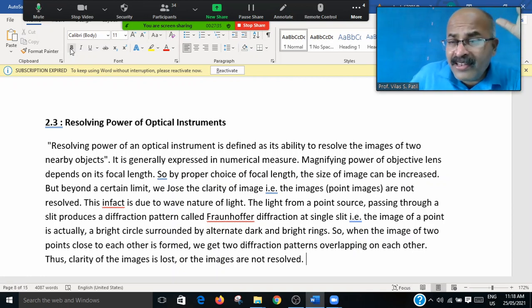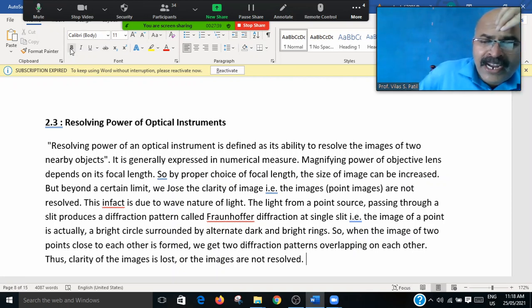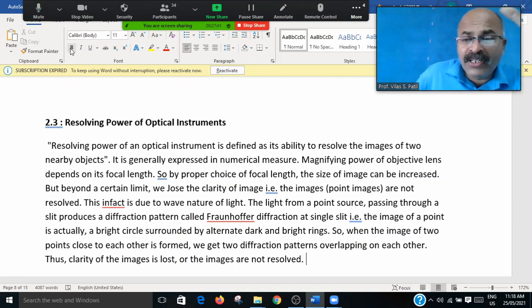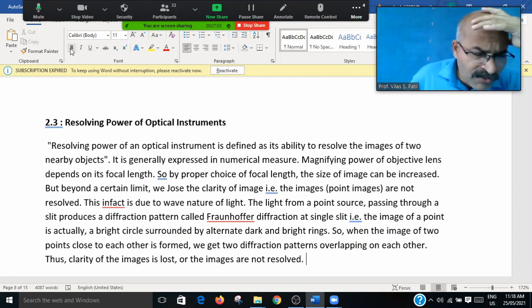Light has a particle as well as a wave nature, that is, it is made of packets of light. According to these two natures, diffraction of a single slit, that is, the image of a point, is actually a bright circle surrounded by alternate dark and bright rings.